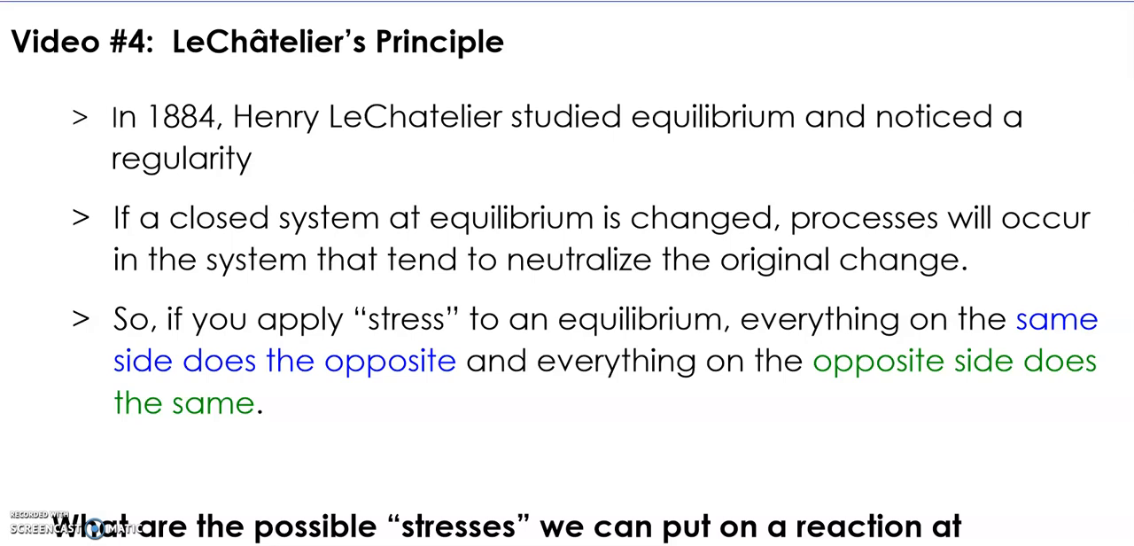This video is on Le Chatelier's principle. This is a principle that deals with stresses at equilibrium. So if something happens to a reaction that is reversible, how does it get back to equilibrium?